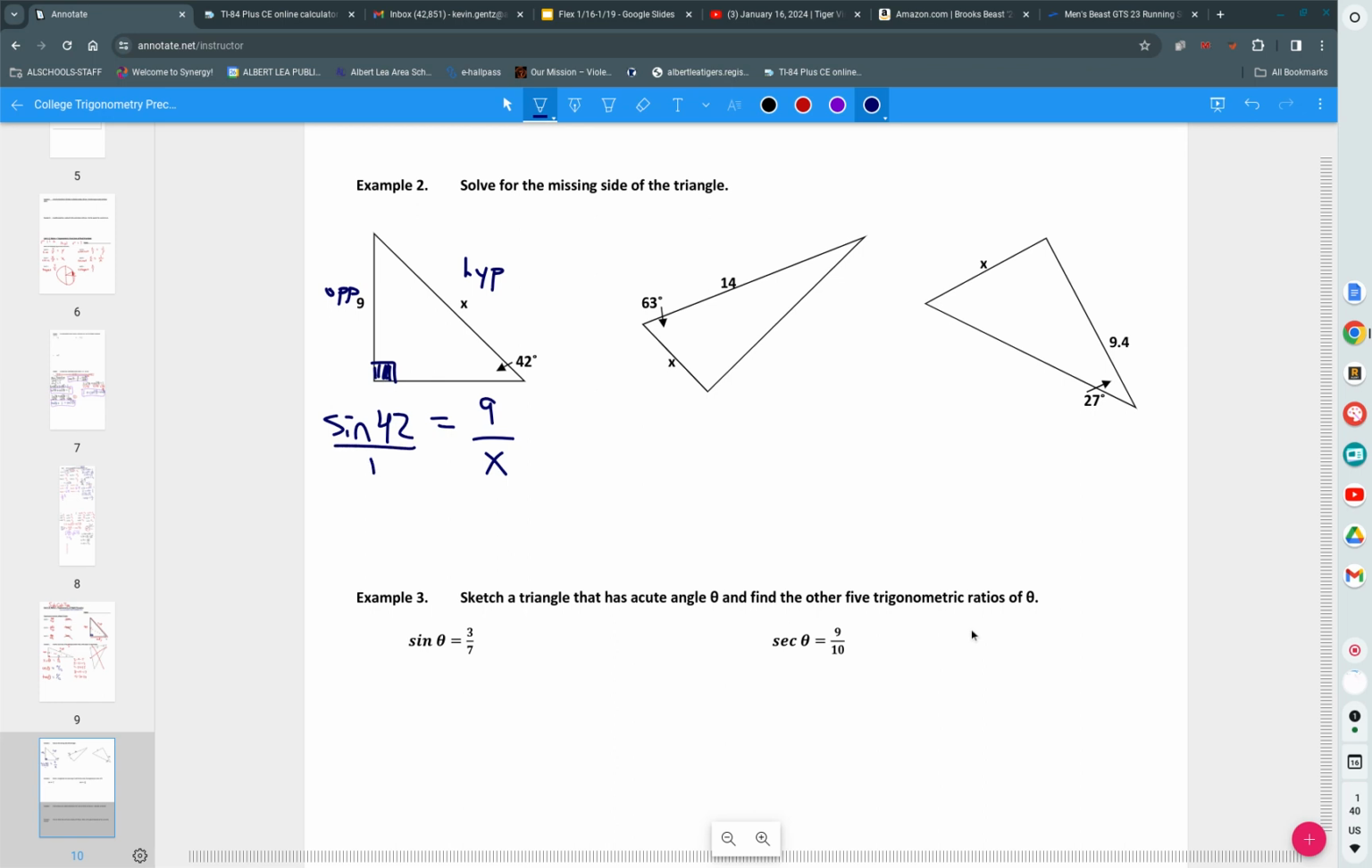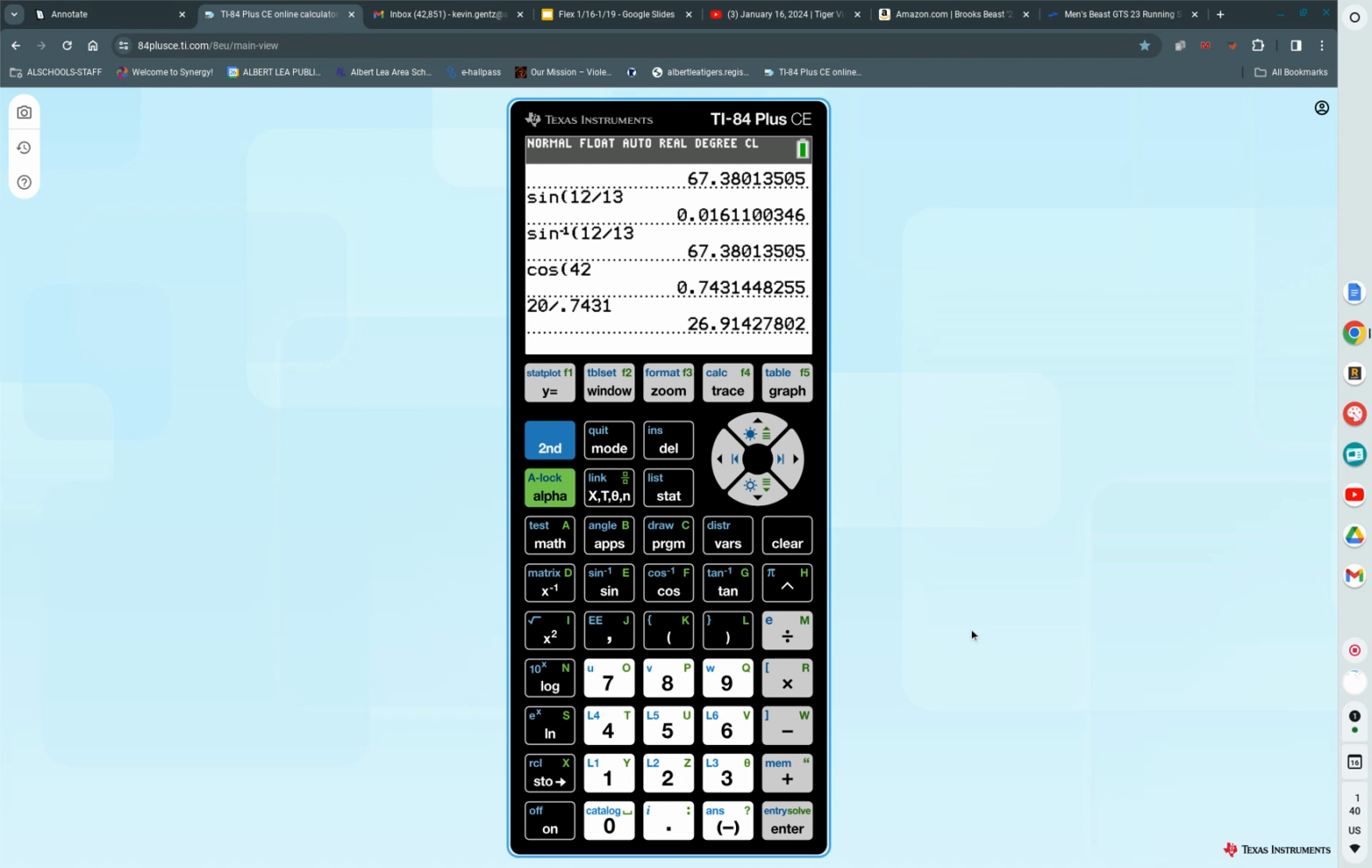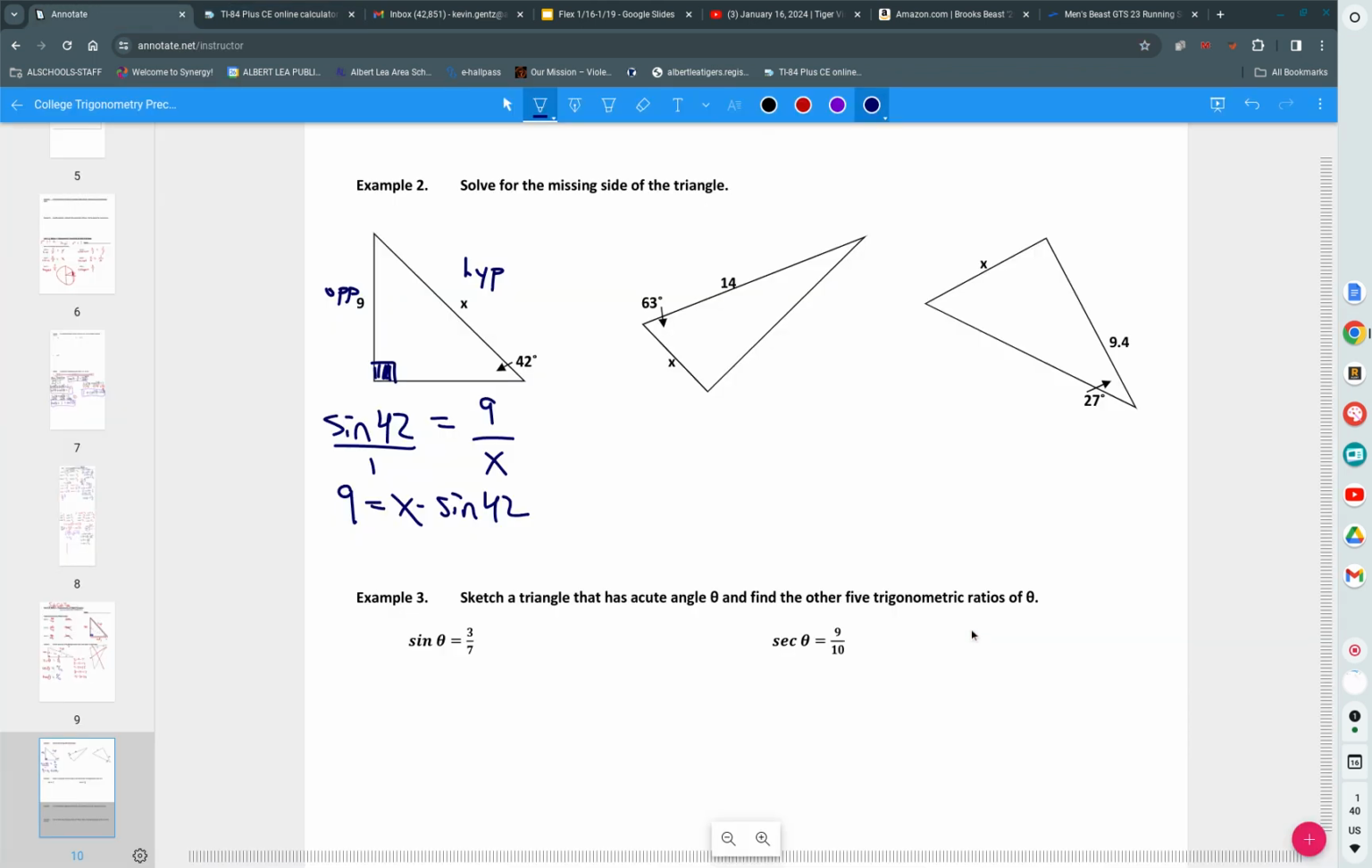I think it's easiest for people to just cross multiply. You notice 9 times 1 is 9. And then I have x times the sine of 42. And I'm going to then solve for x by dividing both sides by the sine of 42. So on my calculator, I have 9 divided by the sine of 42. And I get 13.45.